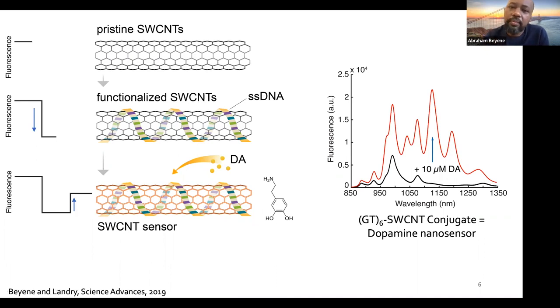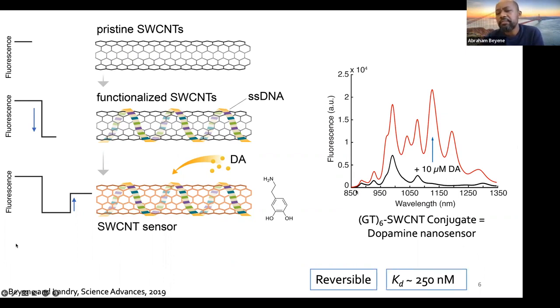So let me just add a couple of points here to try to contextualize this. This is a reversible process, meaning that if I were to take the dopamine away somehow magically from this solution, this is going to go back to a quenched state. So that's very important. And secondly, if you were to titrate the concentration of dopamine, creating some kind of dose response curve, and try to compute some kind of apparent dissociation constant for this system, you'll find a value on the order of about 250 nanomolar. And that gives you a sense for the relative sensitivities of this class of hybrid nanomaterials for sensing dopamine.